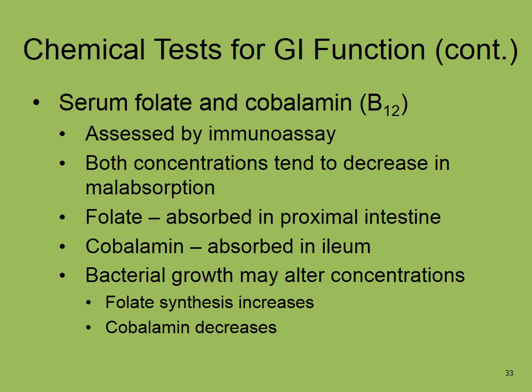This is probably the most common function test that I will send away, and this is the folate and cobalamin, or B12. So we often call this the B12 folate test. It's an immunoassay that's done usually in an external reference laboratory. And if there's malabsorption, we usually get low folate and low B12. The folate itself is absorbed in the proximal intestine, and cobalamin is absorbed in the ileum, so more distal. Bacterial growth can alter concentrations, because folate synthesis actually can increase with this, and cobalamin decreases. So this can be a bit of a screening tool for your chronic diarrhea cases, for instance.